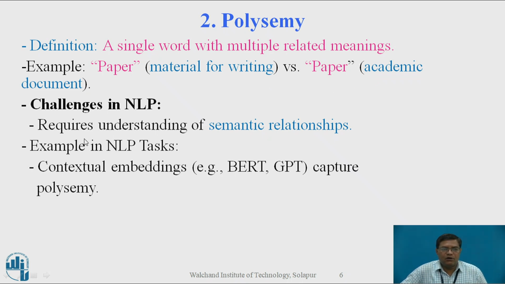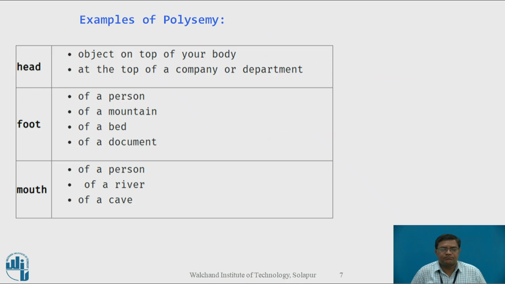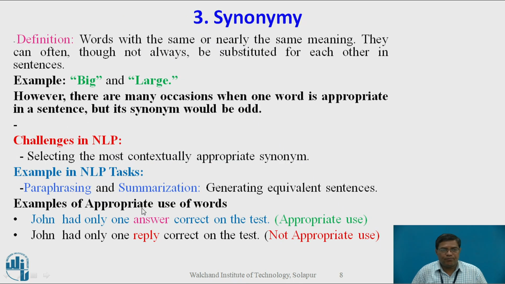A challenge in NLP which requires the understanding of semantic relationships, for example in tasks like contextual embeddings. Techniques like BERT and GPT can capture polysemy for the contextual embedding task. We have more examples of polysemy. Head: it can be the object on top of your body, or the person at the top of a company or department. Foot: of a person, mountain, bed, document. Mouth: of a person, river or cave.